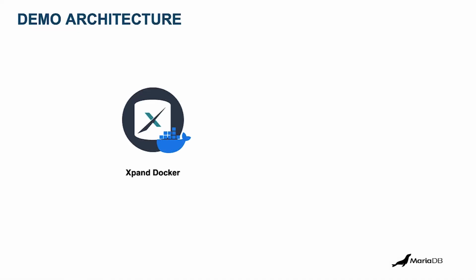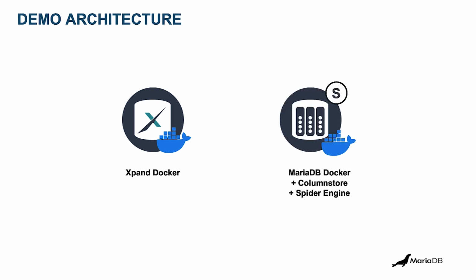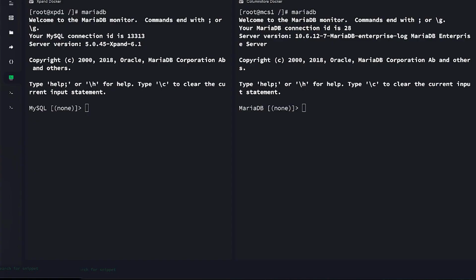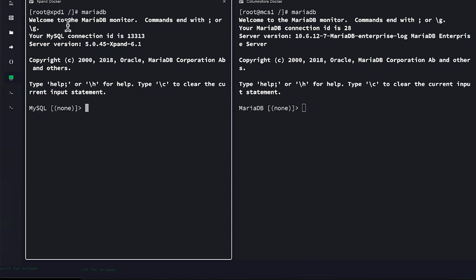All right, let's jump into the demo now. And as I alluded to before, this demonstration is going to use Xpand Docker image and MariaDB's Docker image. That's MariaDB server with Columnstore engine installed and Spider engine installed. So it's really just two pods that we'll be looking at. Down to our demonstration, you'll see on the left, I've got it titled Xpand Docker, and on the right, I have Columnstore Docker. This is just already in on the Xpand server and the Columnstore Docker image.